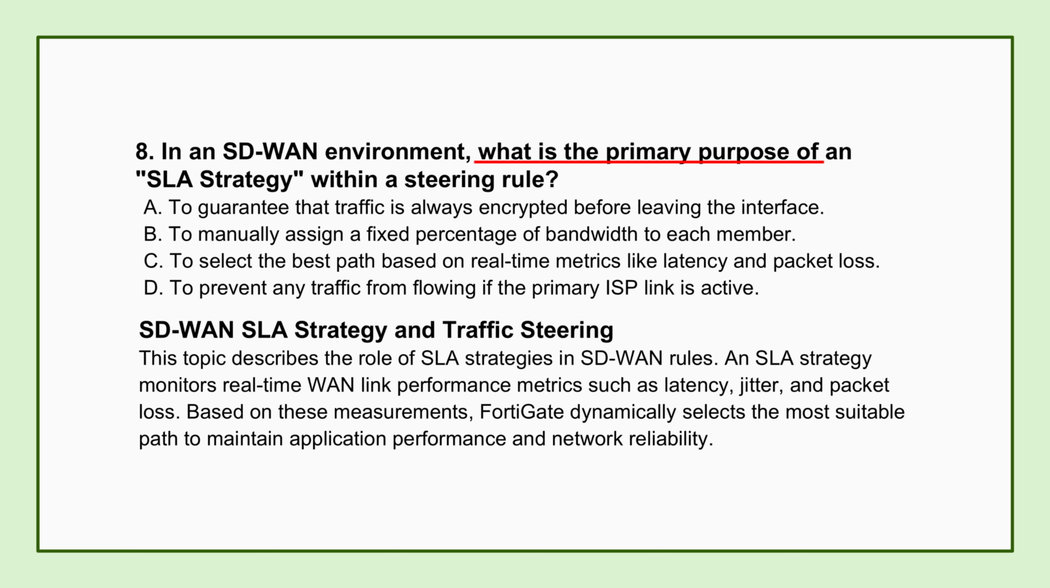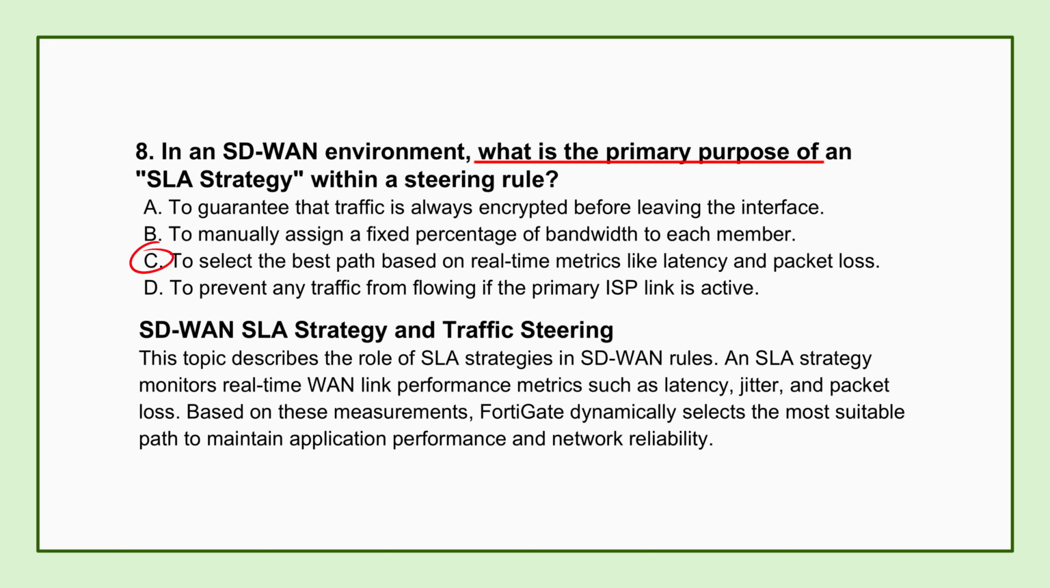The SLA strategy is basically the brain of the optimization engine. Its primary purpose is to select the best available path dynamically based on real-time quality metrics. It's not just about using the fastest road. It's more like Waze constantly rerouting your critical application based on real-time traffic jams, latency, jitter, and packet loss to make sure you're hitting your performance targets.